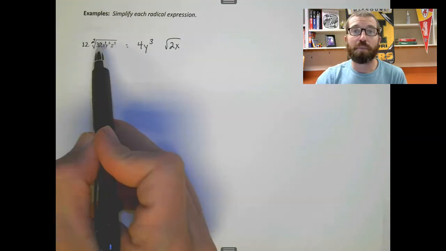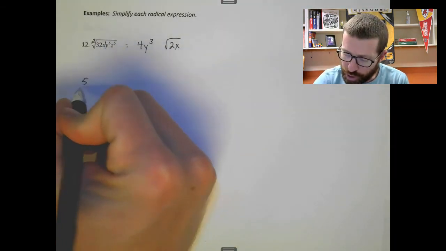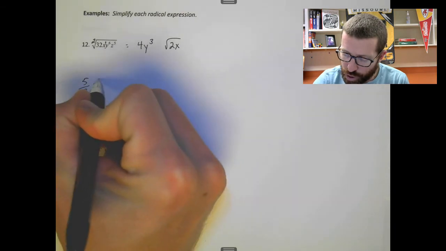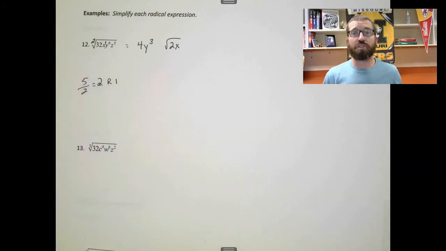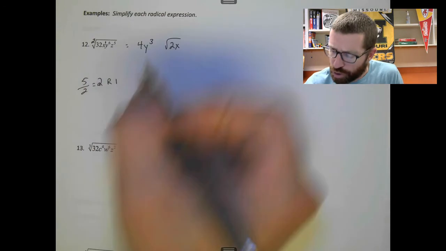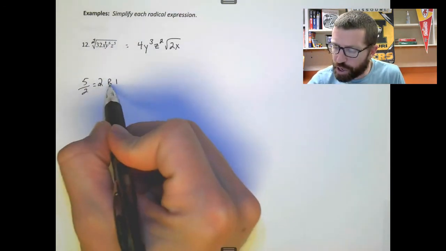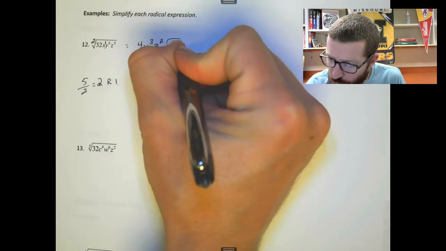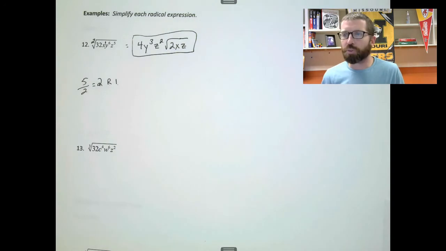And then 5 divided by 2 is 2 with the remainder of 1. Let's write that down. 5 divided by 2 is 2 with the remainder of 1. So if you think about your division this way, that gives you your exponents outside and inside. So it's going to be z squared on the outside, and the remainder 1 means z to the first remains inside. And we're assuming all the variables are positive.